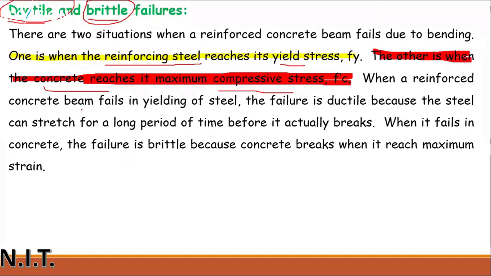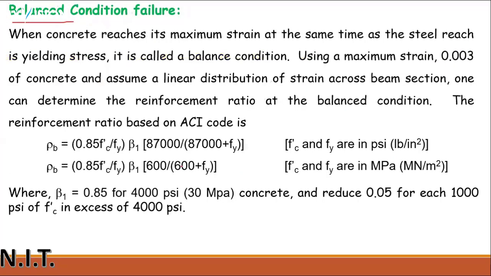When a reinforced concrete beam fails by yielding of steel, the failure is ductile, as I have explained, because the steel can stretch for a long period of time before it actually breaks. When the concrete fails, the failure is said to be a brittle failure because concrete breaks when it reaches its maximum strength. But when the steel reinforcement and concrete reach maximum strength together, the failure will be called balanced failure.